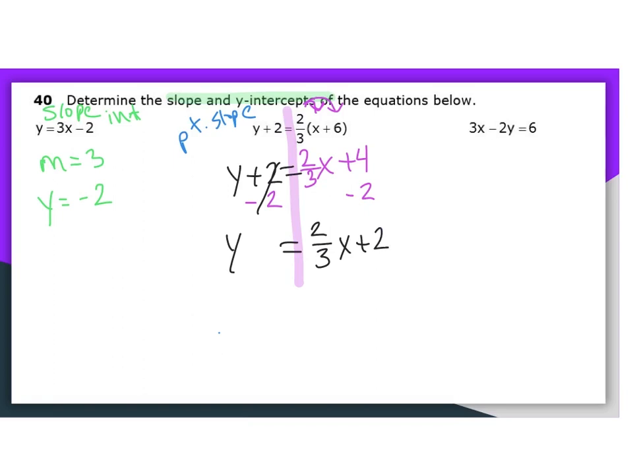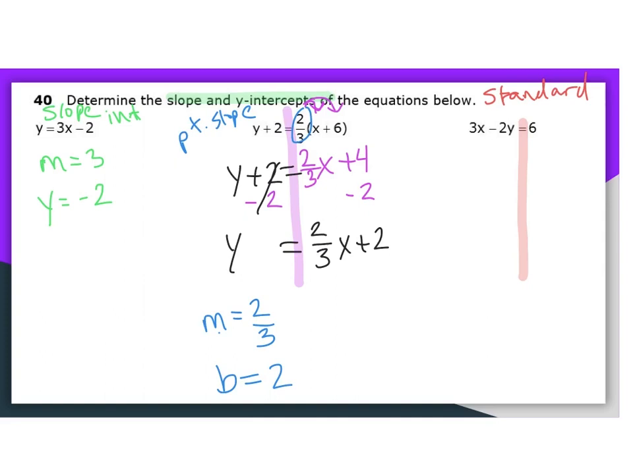So our slope is 2/3, which is what we started off with. It did not change, so that means that's good. And then our y-intercept is 2. The last one is given to us in standard form. When it's in standard form, we don't know our slope, nor do we know our y-intercept. So we're going to need to put this in slope-intercept form as well.